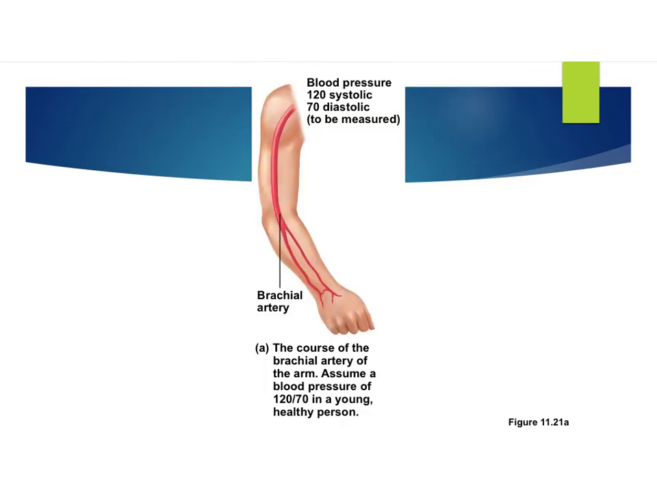When we take blood pressure at the doctor, typically we're going to use the brachial artery. That's the one that's on your arm. And so in that vessel, normal blood pressure is about 120 over 80, or 120 over 70.